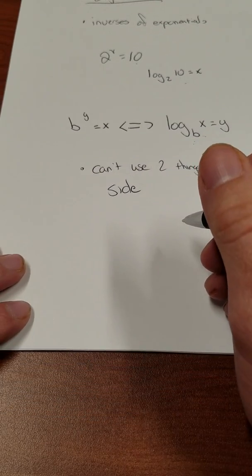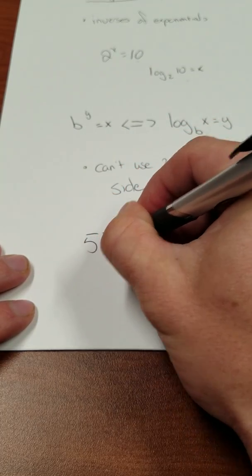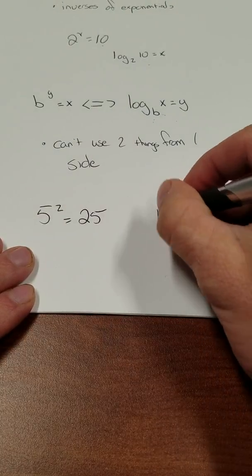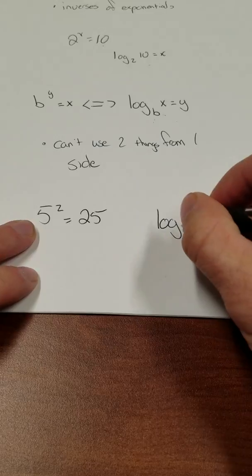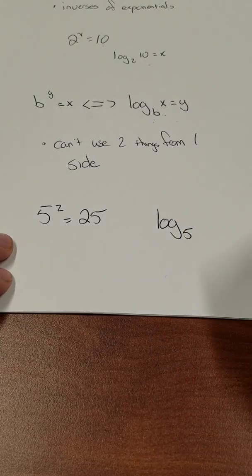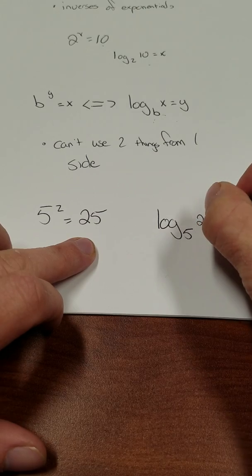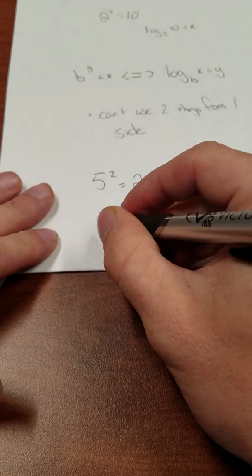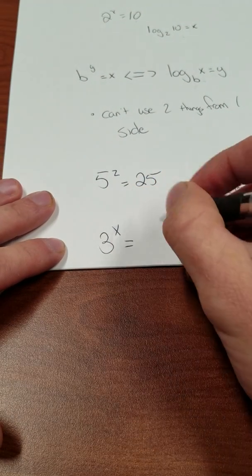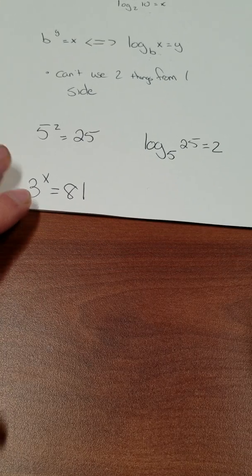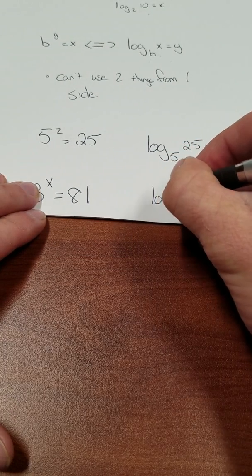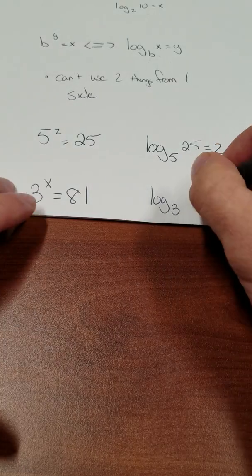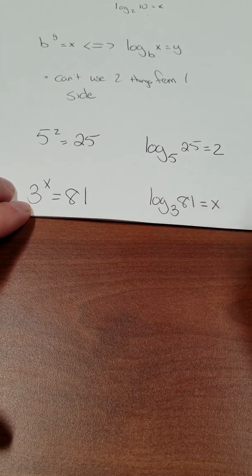All right, so let me give you a concrete example here. Let's say 5 squared equals 25, and I'm asked to rewrite that as a log. So the way that I rewrite that as a log is log base, the base stays the same, so 5. Can't use two things from the same side, so we have to go to the other side. 25 equals 2. All right. Another one, let's say we have 3 to the x equals 81. So the way that we're going to rewrite this as a log is log base 3, bases stay the same, of, can't use two things from the same side, 81 equals x.